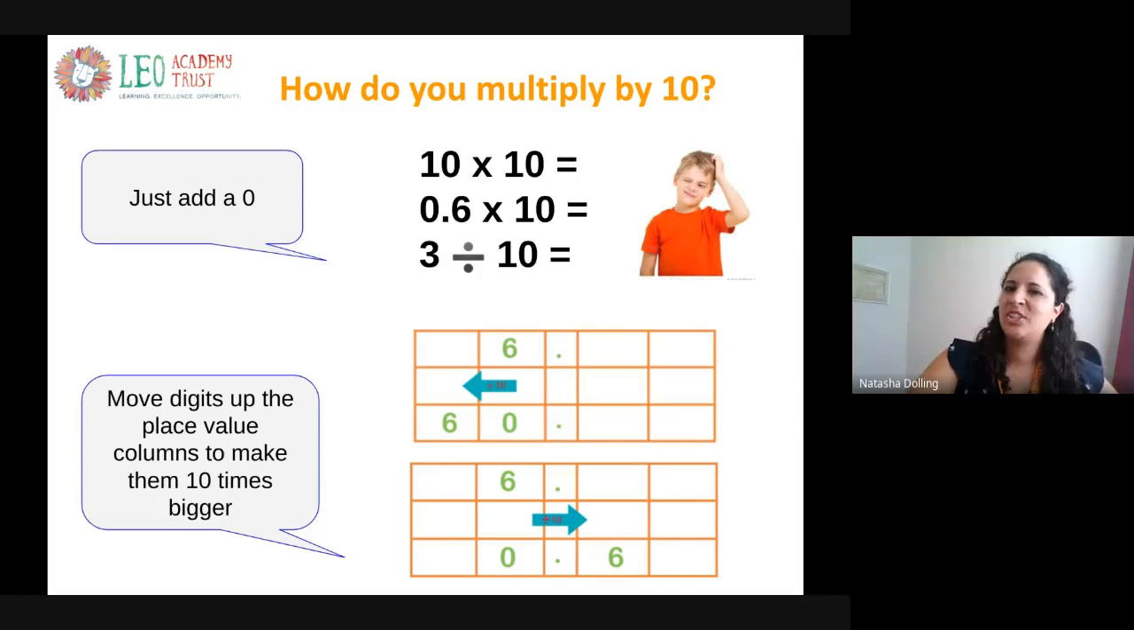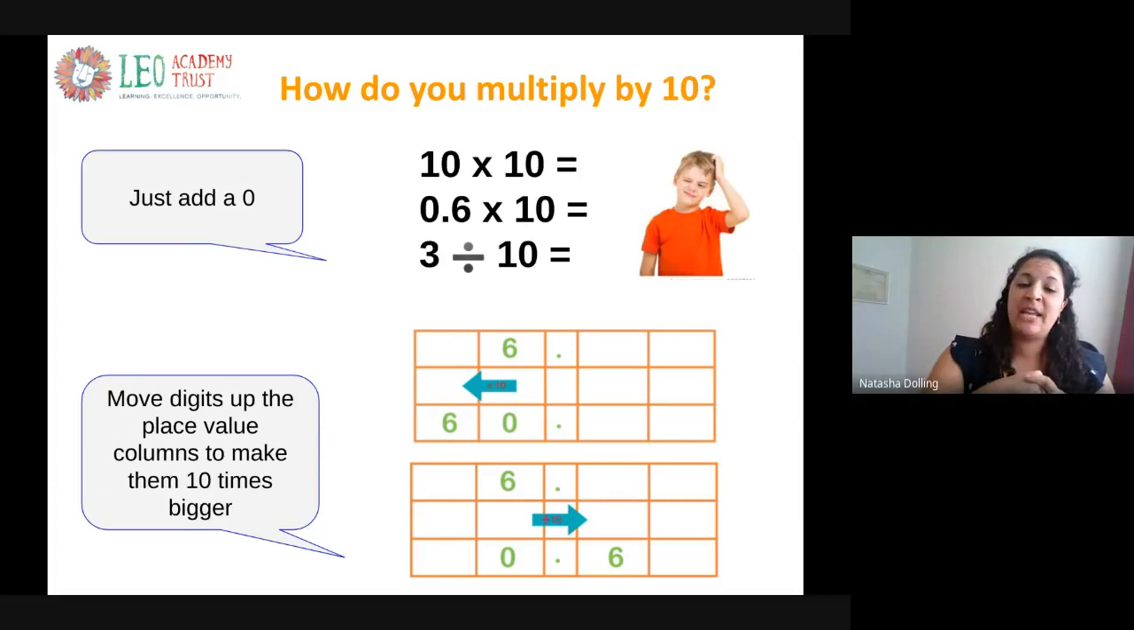Can they apply it to these other scenarios? No. Do they have that deep mathematical understanding? No. So where does coherence come into it? It's breaking it down into those small steps, and it's going slower. So at the bottom there, I've got the example, as I'm sure you know you would need to do, of the explanation that you move digits up the place value column to make them 10 times bigger. That's the first step you take.